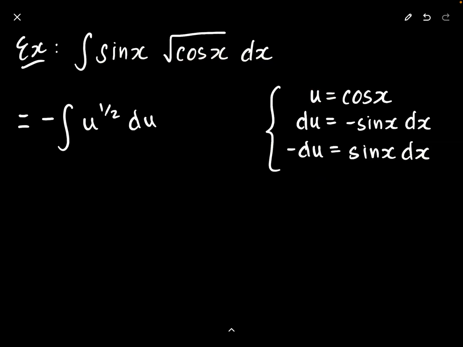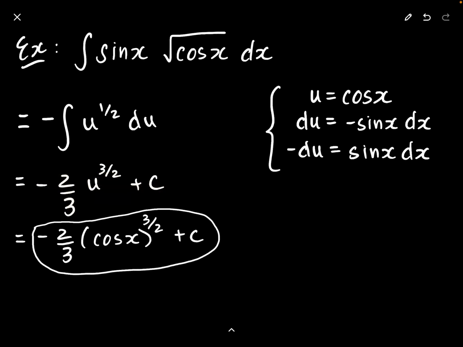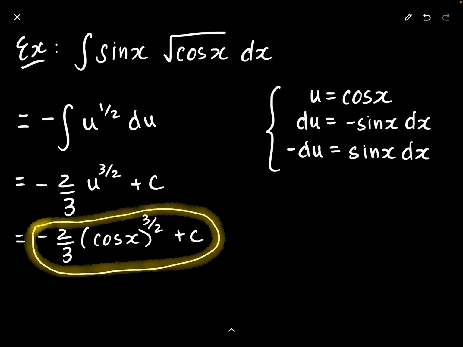So we have negative times the integral of u to the half du, which is a basic integral in u. We'll keep the negative in the front and take the antiderivative for u to the half, which will be u to the 3 over 2 divided by 3 over 2, or multiplied by the reciprocal 2/3, plus c. Next we'll just replace u with cosine x. So the antiderivative is minus 2 over 3 times cosine x to the 3 over 2 plus c.